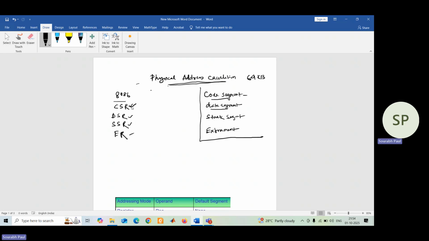Now what will they contain? They will contain the starting address. The code segment register, data segment register, stack segment register, and extra segment register will contain the starting address of each of the segments. If this is the total memory unit and it has 4 segments, code segment, data segment, stack segment, extra segment, each of the segments should have a starting address, and that starting address is present in the corresponding register of 8086.